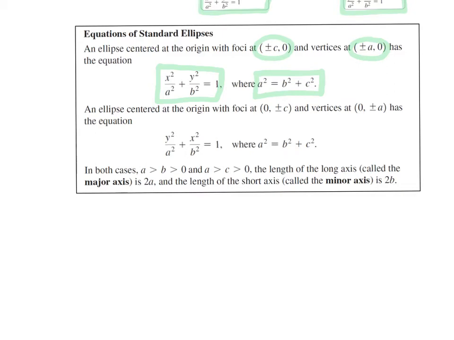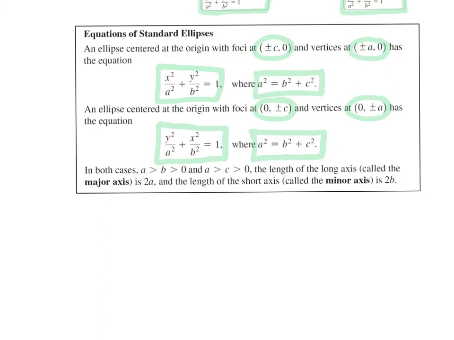If you take an ellipse centered at the origin, but the foci in this case are (0, ±c), notice that c value is a y value, and the vertices here are (0, ±a). The foci are c values or y values, and the vertices are a values or y values. So since both of those values are y values, this is an ellipse that's stretched out along the y-axis. And the equation would be y squared over a squared plus x squared over b squared equal to 1. And then again, a squared is always going to be equal to b squared plus c squared.